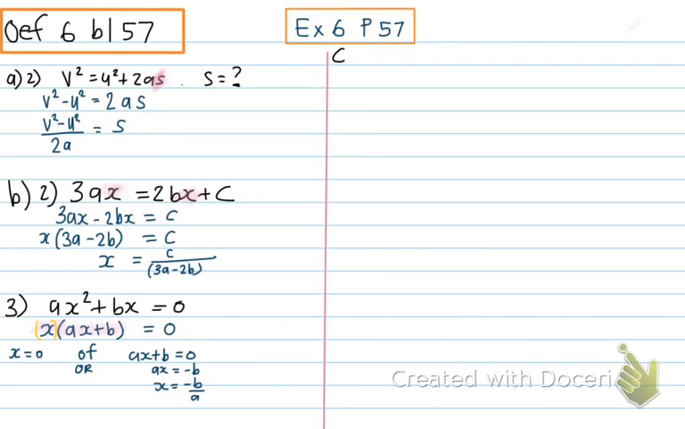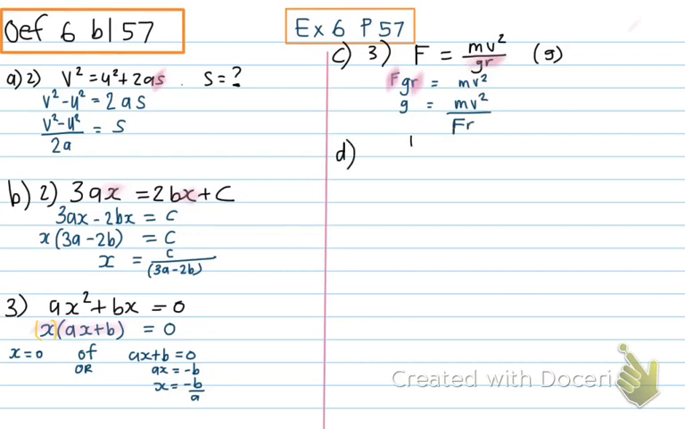Number C3. Number C, they say, make the variable that's written in brackets after the formula the subject of the formula. Okay, so in this case the question is f is equal to mv squared over gr, and I have to make g the subject of the equation. So first thing that I'm going to do is I'm going to multiply with gr on the other side. So it's going to be f times gr is equal to mv squared. Now this f and r is still bothering me because I want g alone. So I'm going to divide by that on the other side. So I have mv squared divided by fr. And that's it. I have little g alone.